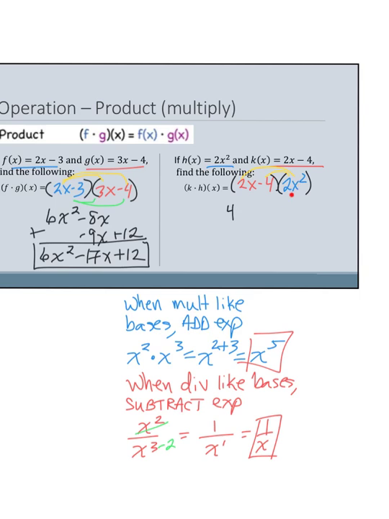And then x squared times x, that has an exponent of 1. So 1 plus 2 is 3. So I get x cubed. So 4x cubed. And then we have 2 times negative 4 is negative 8. So I have minus 8. And then we tack on that x squared. And then we're done. We have one more slide to look at.